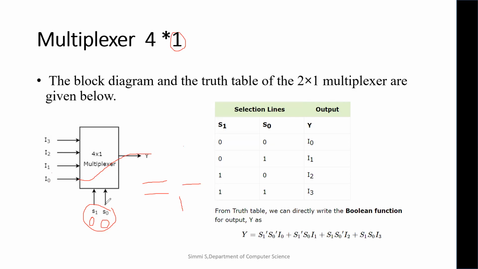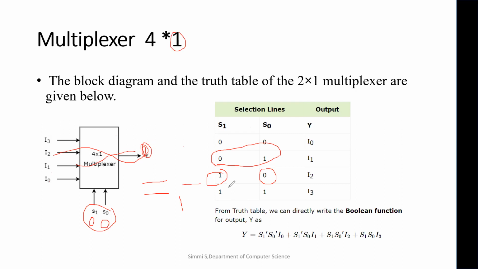If the selection is changed, with S1 equal to 0 and S0 equal to 1, at that time I1 will be going to the output. When the value of the selection lines is 1, 0, that is S1 equal to 1 and S0 equal to 0, then the value in the input line I2 will be going to Y. At that time, I2 will be going to Y.